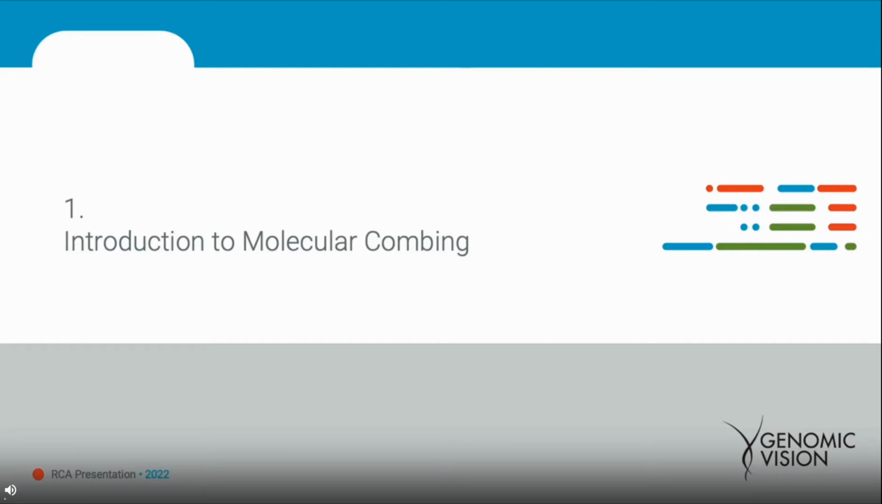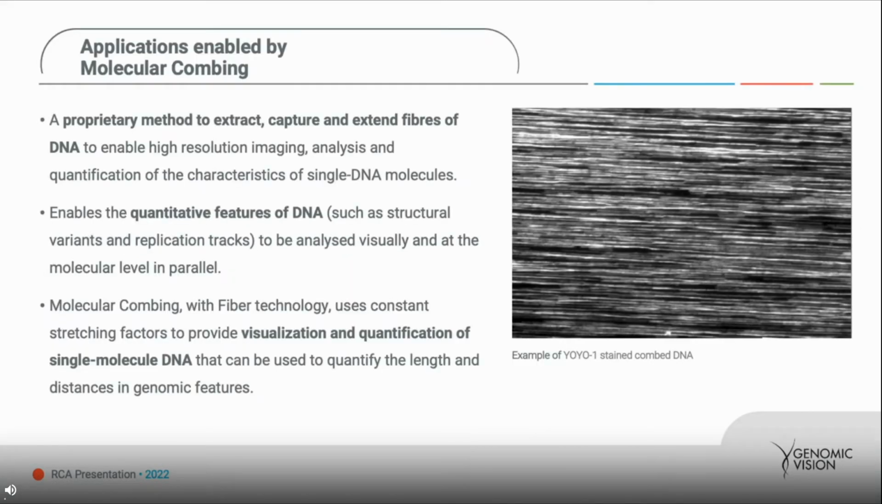I'd like to present first what molecular combing is. The principle of molecular combing is essentially that we are stretching DNA molecules to resolve them at high resolution and looking at physical and structural variants and replication tracks. We characterize and quantify these features at a single DNA molecule level. You can see on the right-hand side of the slide an example of the stretched DNA that is not fluorescent.